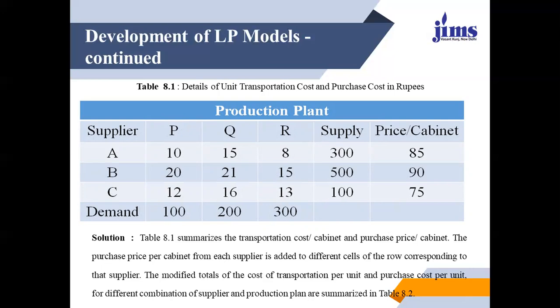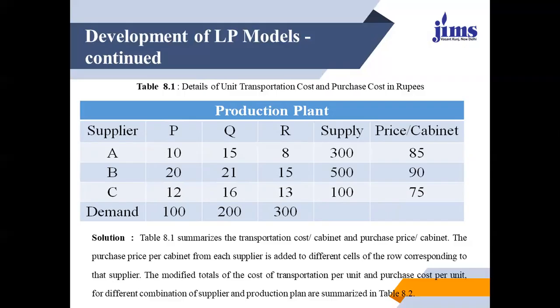considered this problem also. So these are the suppliers, say A, B, C. These are the production plants P, Q, R. And each production plant has a demand of 100, 200 and 300. And the cost of transportation from supplier A to, say, destination P is rupees 10. So A to destination Q is rupees 15. From A to destination R is rupees 8. And the maximum supply that can be made by supplier A is limited to 300. And price per cabinet is 85.